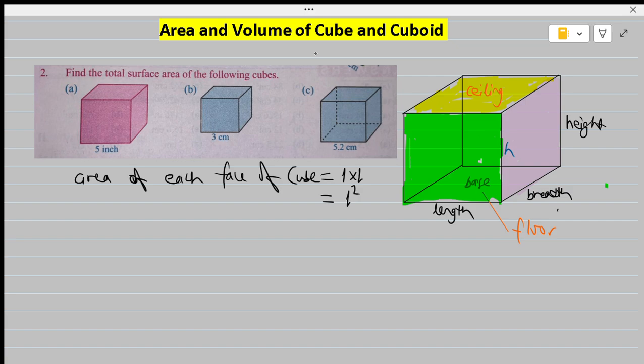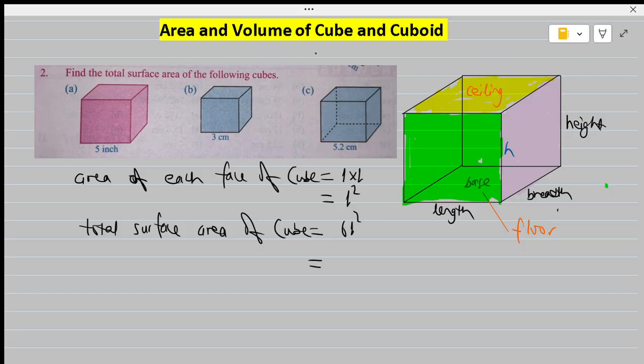So the area of each face of the cube is L square, and when we find the total surface area, there are 6 faces in total, so the total surface area will become 6L square. So here the total surface area of a cube is equal to 6L square.